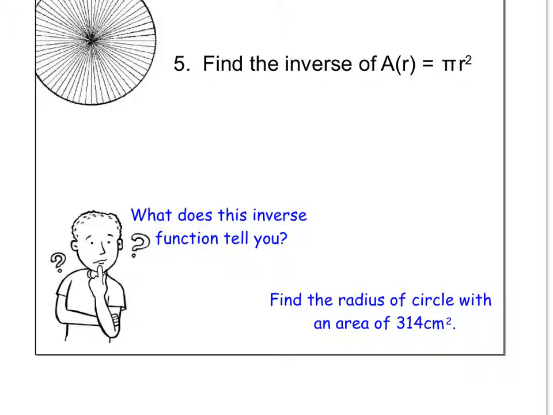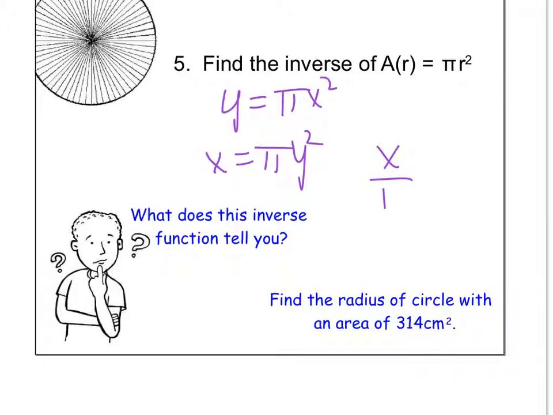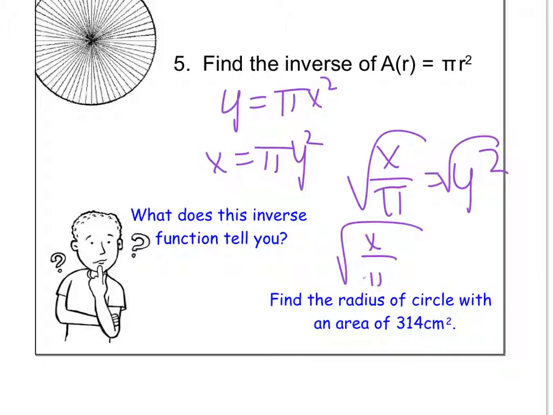So find the inverse of pi r squared. So all I'm going to do is switch this around. So if I have y equals pi x squared, switch that around, so x equals pi y squared. So solve it. So I'll have x over pi, then square root. So that's the square root of x over pi will equal r. So the inverse will tell you the radius.